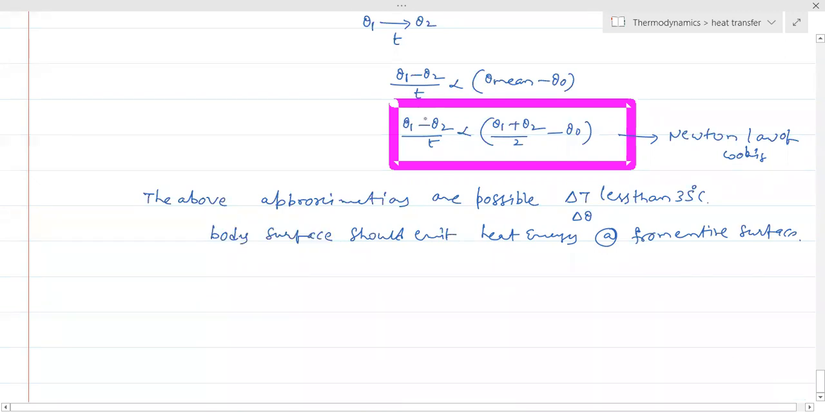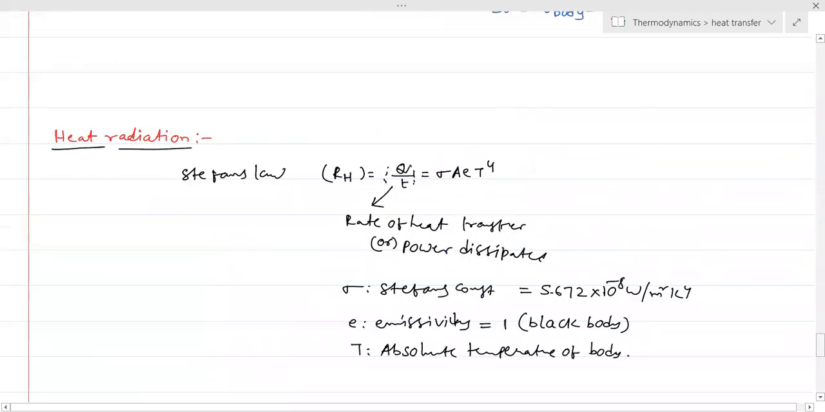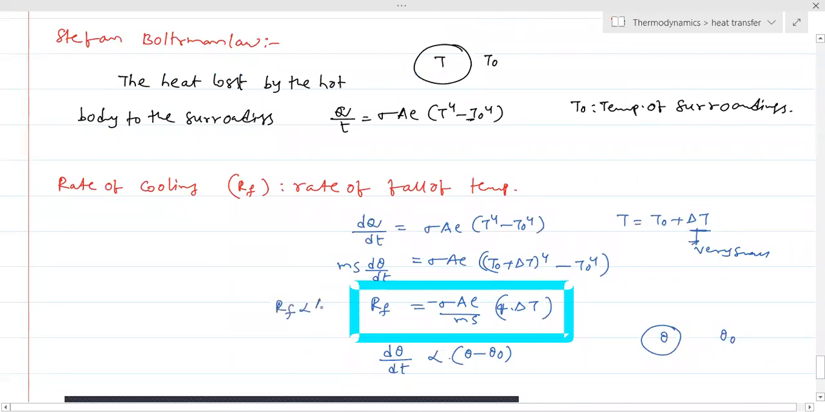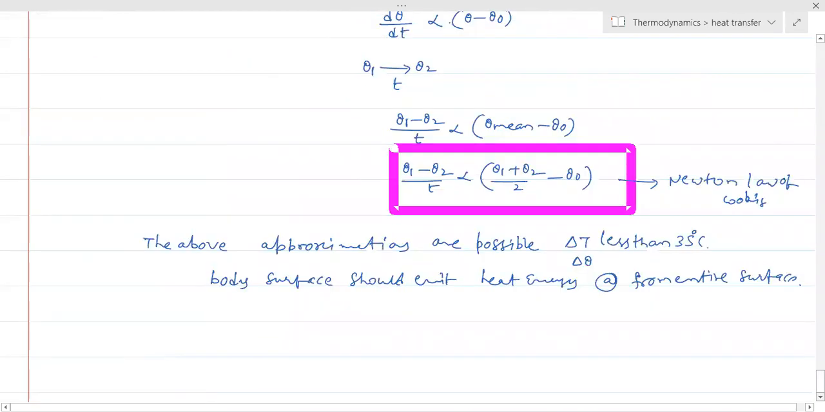So we will simply remember this equation. This RF is proportional to A by M. So this is very, very important. So we have some theory analysis for the rate of fall of temperature and the rate of heat transfer.